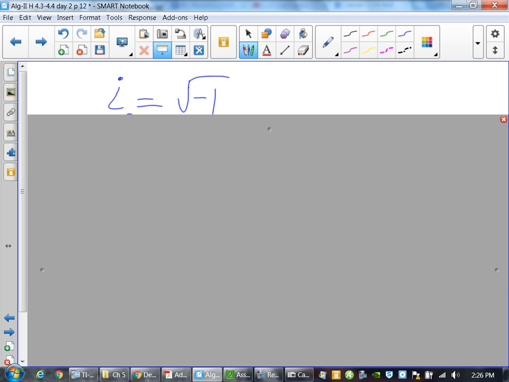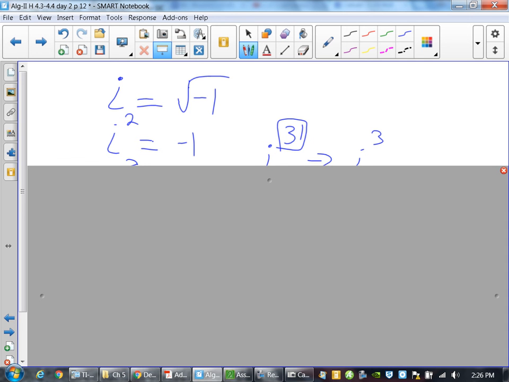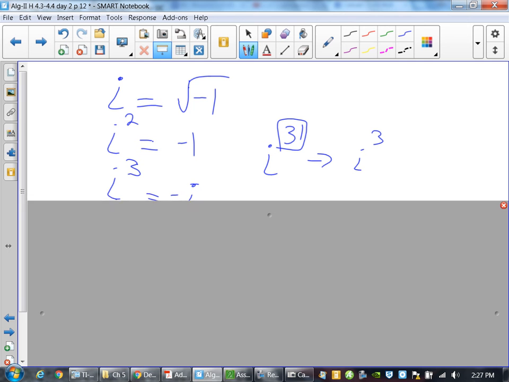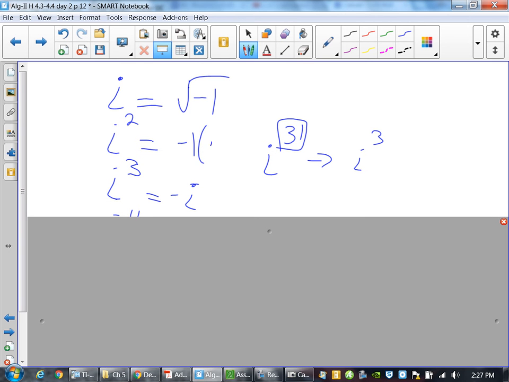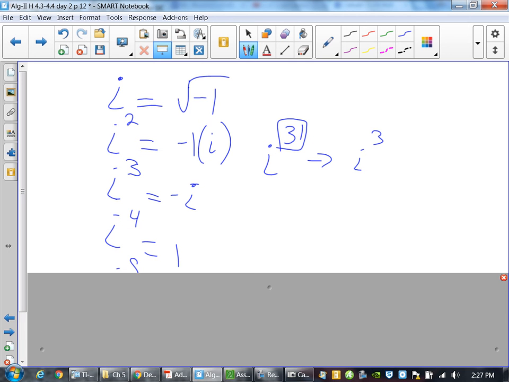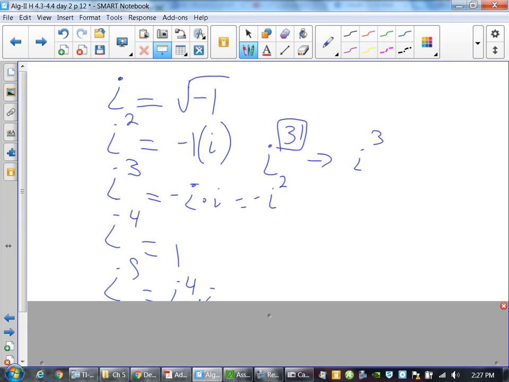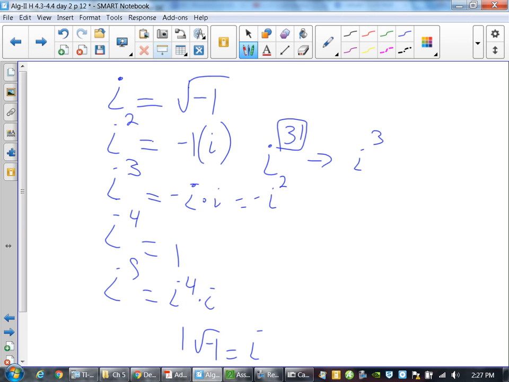i is the square root of -1. If I square that, I get -1. If I multiply that again by i, I get just negative i. If I multiply it again by i, I'm going to get negative i squared. Remember yesterday we said i squared was -1. What's -1 times -1? Positive 1. And the pattern repeats.